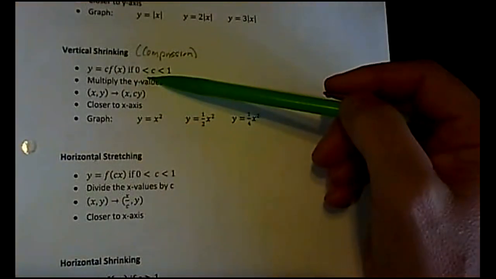So when we want to do a horizontal stretch, now when we do vertical stretching, we multiply the Y values. When we do a horizontal stretch or shrink, either one, we're going to divide by the X value. Instead of multiplying, we divide. And instead of it being the Y value like in the vertical, it's the X value because it's horizontal.